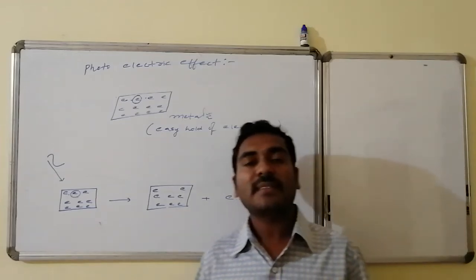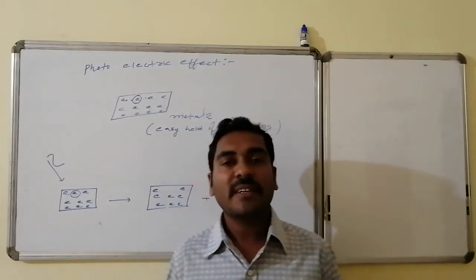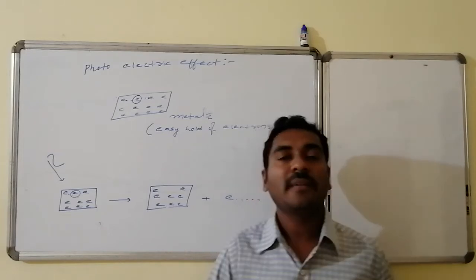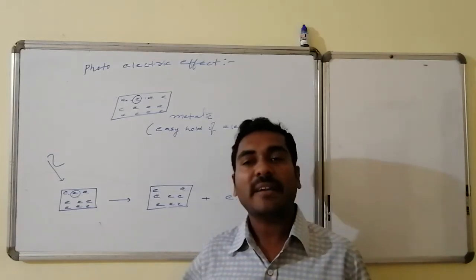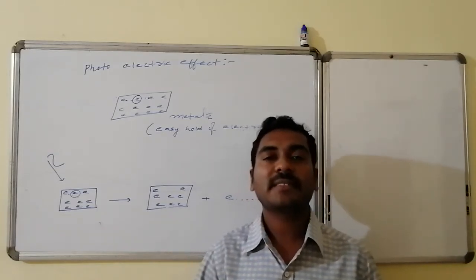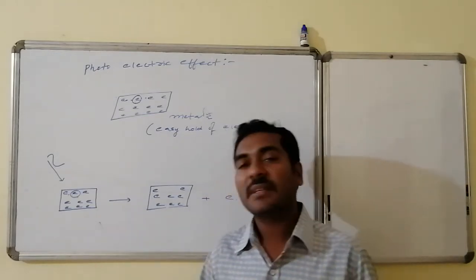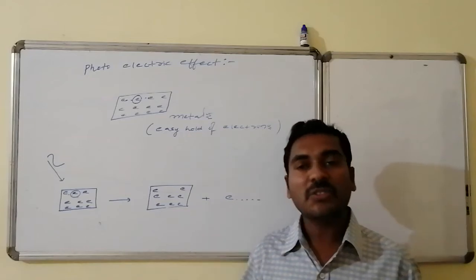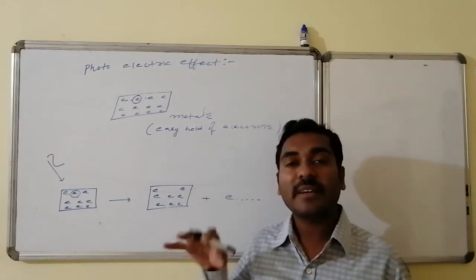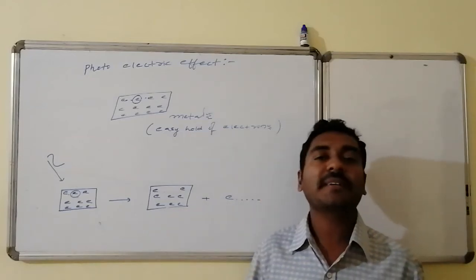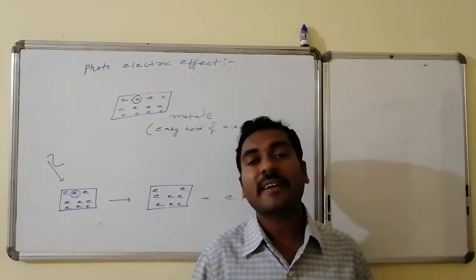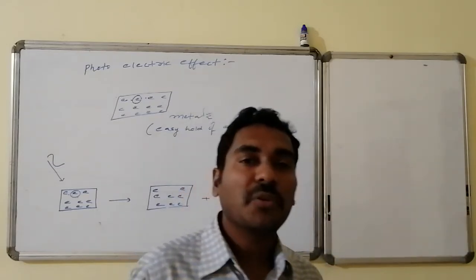Photon, that is a light particle of sufficient energy, when it falls over the metal surface, then the weak interactions of the electron with the others, which the metal is holding, will be broken. For this purpose, some amount of energy will be consumed, and the remaining amount of energy is transferred to the electron in the form of its kinetic energy. This is said to be the photoelectric effect.